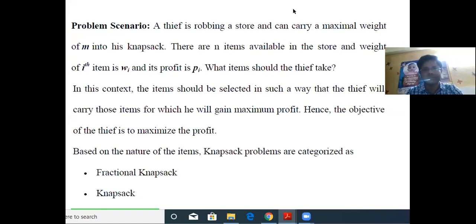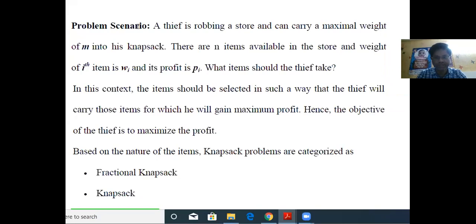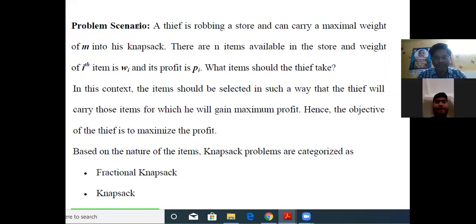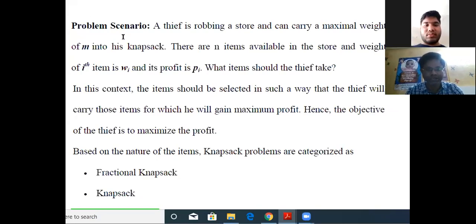So let's take the problem scenario that is in front of your screen. The problem scenario in the knapsack problem will be like this. Suppose a thief is robbing a store and can carry a maximal weight of M. Here M is the symbol used to denote the maximum weight that he can carry in his knapsack. A knapsack is basically a container.